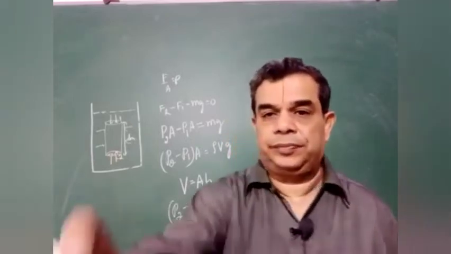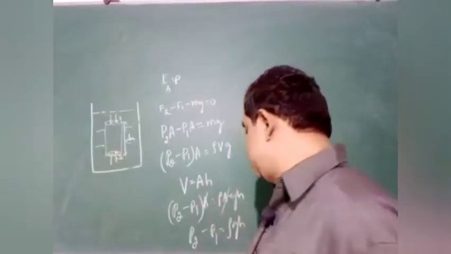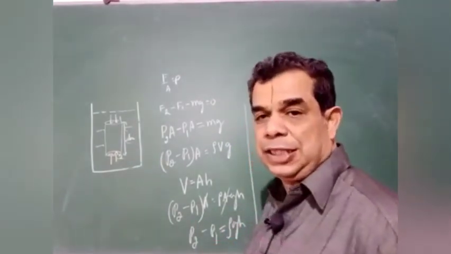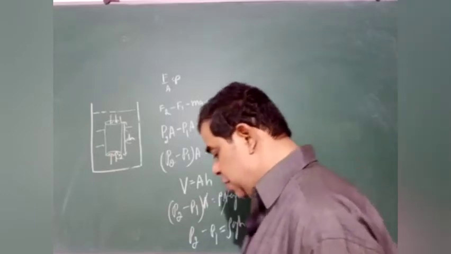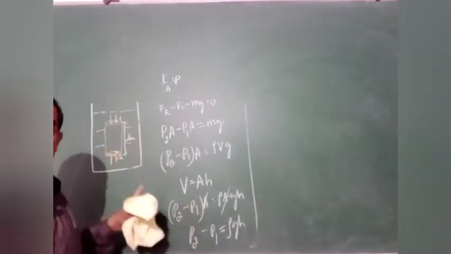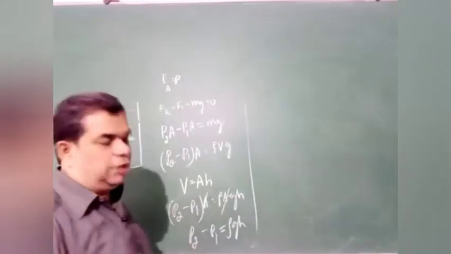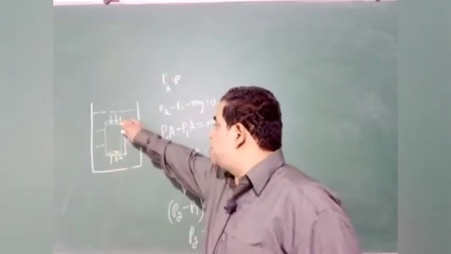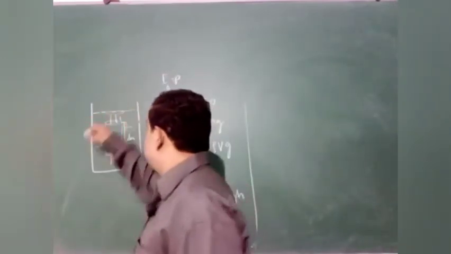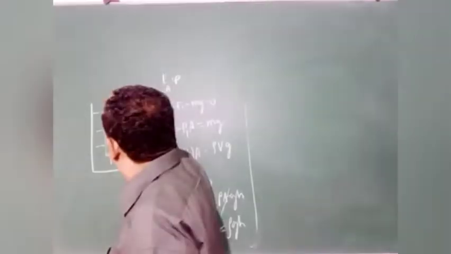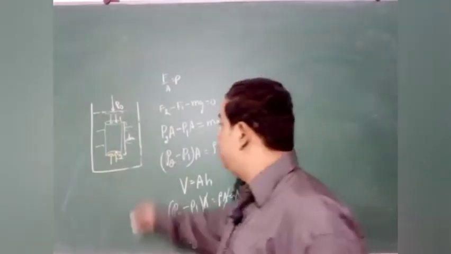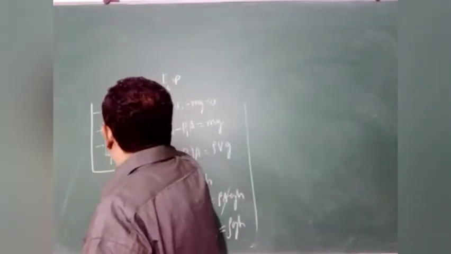In fact, P2 minus P1 is rho gH. This is the pressure difference between top and bottom. But now we think of a slightly different idea. Imagine this top surface is exactly on the surface of the liquid. Here the pressure is acting by the atmosphere. We call it P naught or PA. PA is atmospheric pressure.